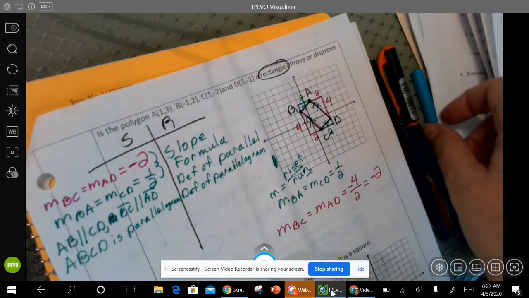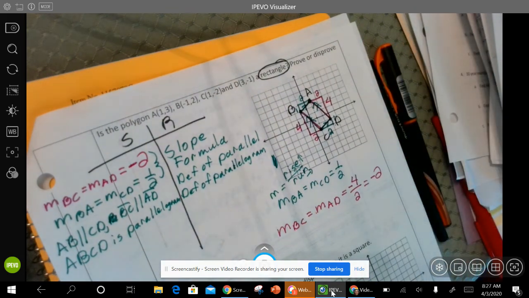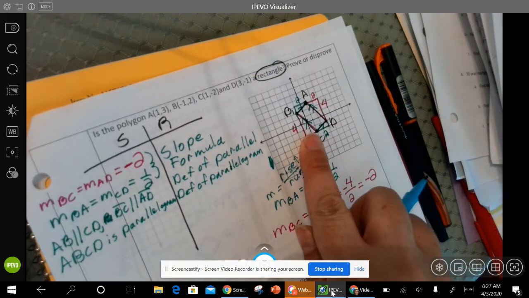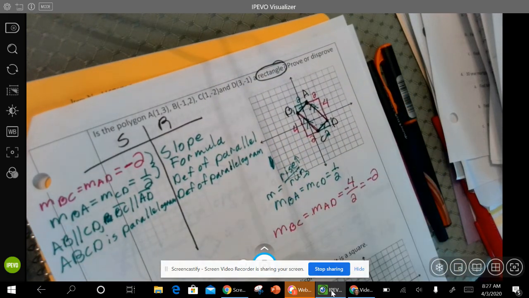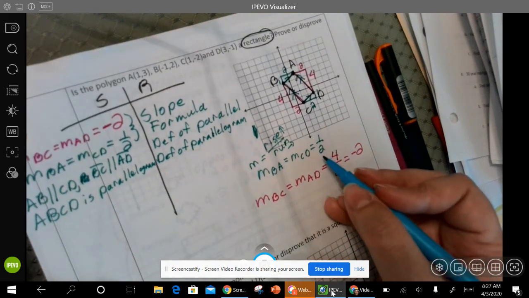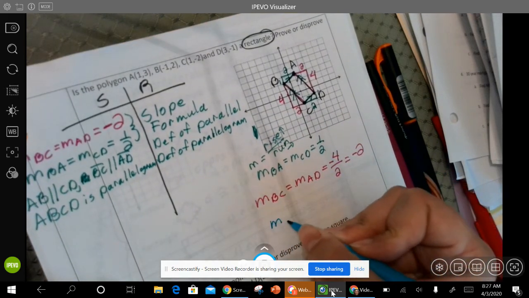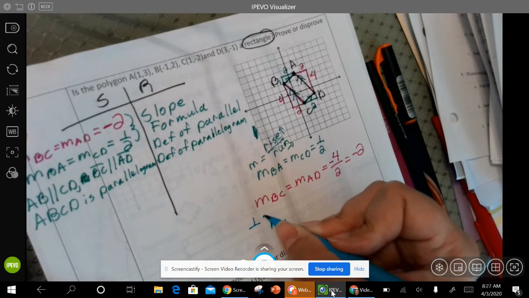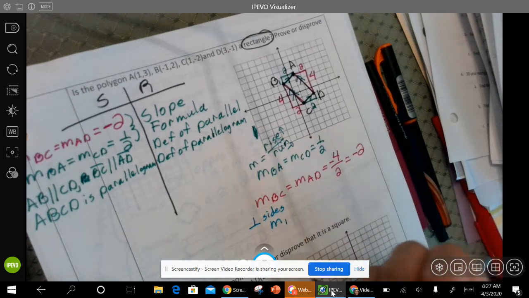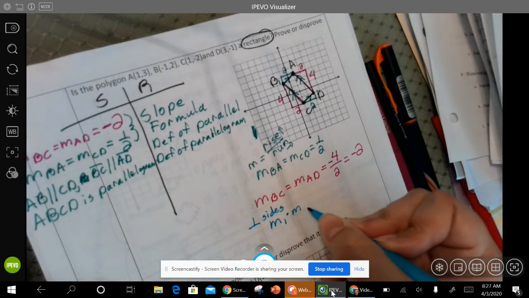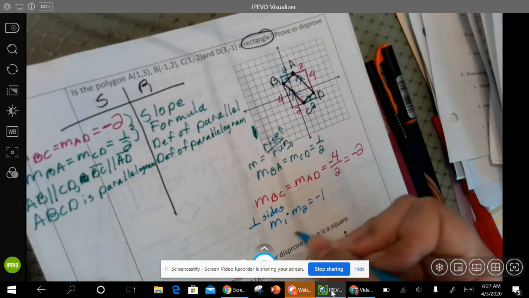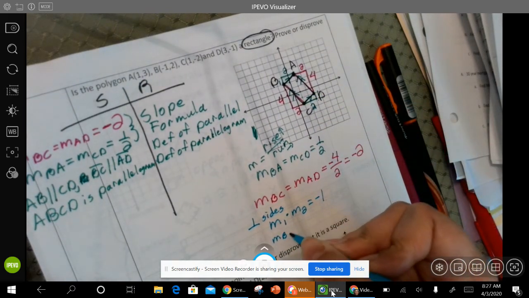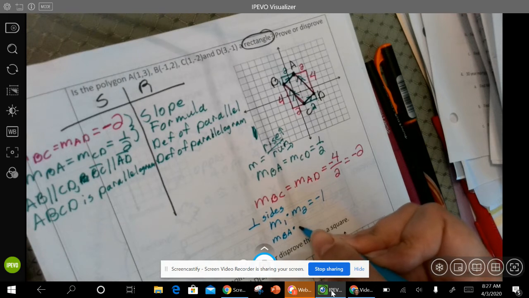So our next part, we need to prove that it's a rectangle. So we have to prove that they're perpendicular. Okay. We know that they are because if you look at the slope. So I remember I said for perpendicular sides is what we're talking about right now. When I multiply those two slopes together, okay, so I'm going to multiply the slope of BA times the slope of BC.